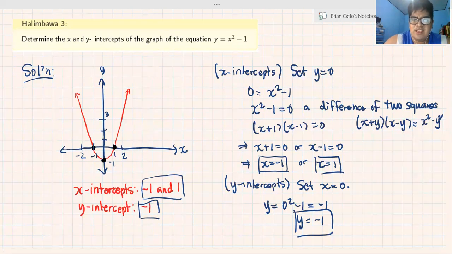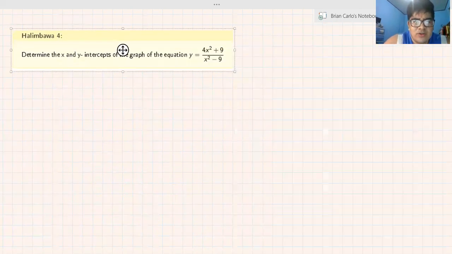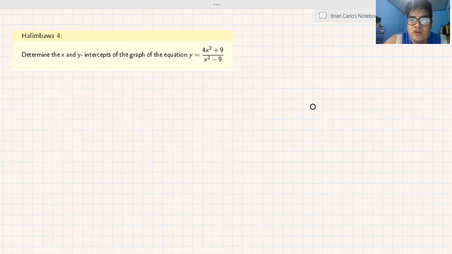Okay? Ayun, let's have a little bit a harder example. Let's have a harder example. Determine the x and y intercepts of the equation y is equal to 4x squared plus 9 all over x squared minus 9. Diba? Parang it seems like a complicated example. But really, it's not. Ngayon, let's see.